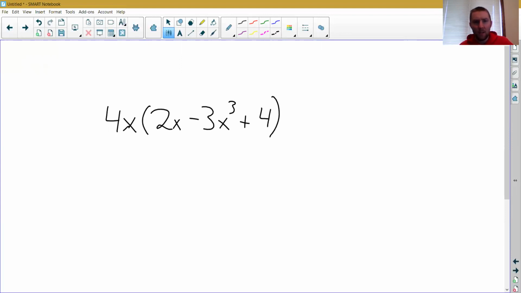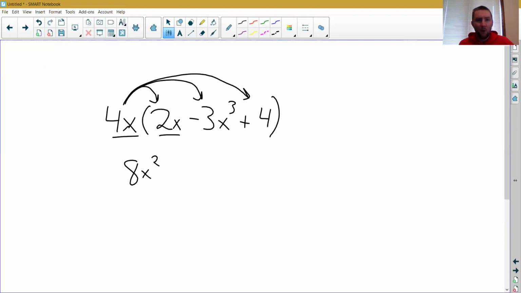So this is just basically a complicated version of the distributive property where we multiply that term in front of the parentheses by each of the terms in the parentheses. So we start with 4x times 2x. 4 times 2 is 8. X times x is x squared.